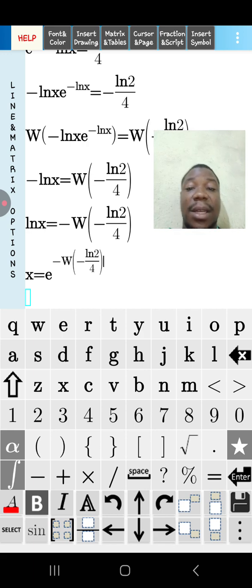Although you can actually obtain the value of the product log function of minus ln 2 all over 4 using your calculator, if you don't want to leave your answer like this, so that you can get the approximate value of x. So that is how to solve problems like this.